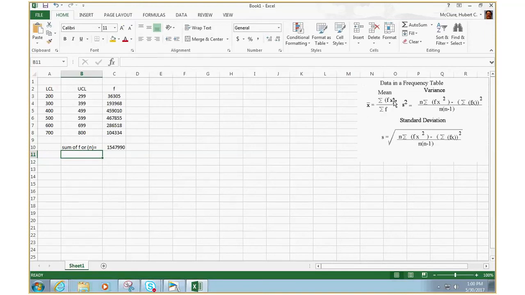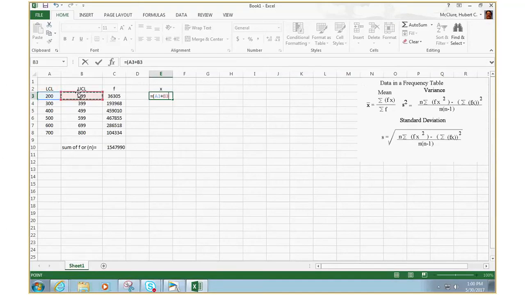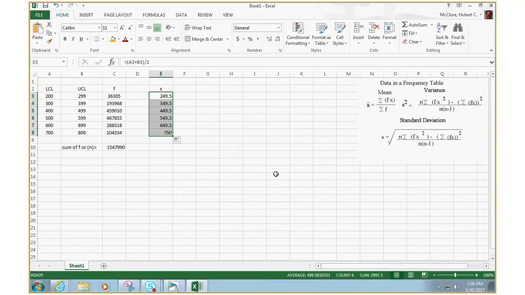But what's X? Well, X is the midpoint. If X is the midpoint, then I've got to find the midpoint of each class, right? That's why I put them in separate places in the Excel spreadsheet, so I can find the midpoint. So what's the midpoint? You take the lower class limit plus the upper class limit and divide it by what? And then you copy that down in Excel. There it is.